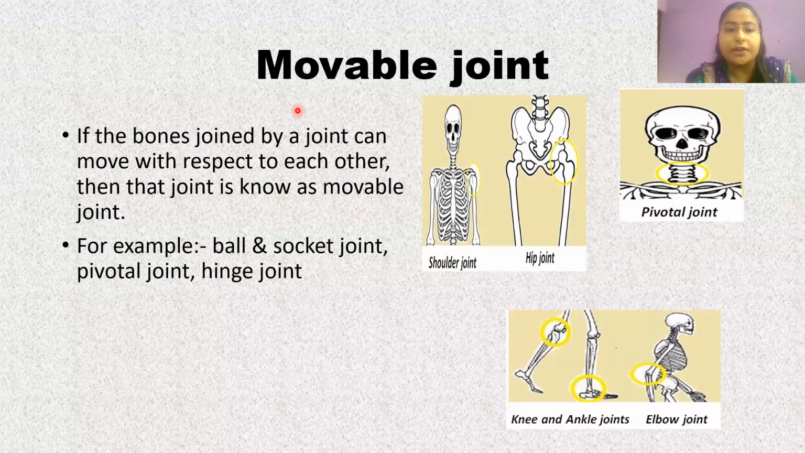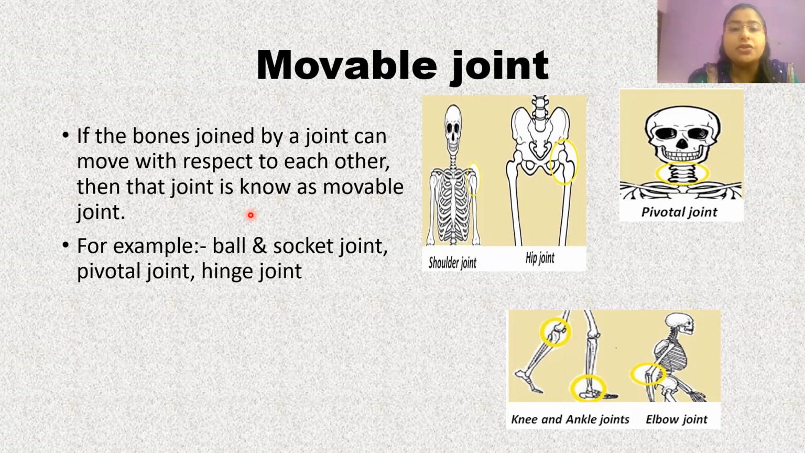Now the movable joint. Movable joint means if the bones joined by a joint can move with respect to each other, then that joint is known as movable. See, अभी तक मैंने आपको 3 joints पढ़ा है. First is ball and socket joint, pivotal joint and hinge joint. In these joints we are able to do the movement. So these are known as movable joint. We call them a movable joint.